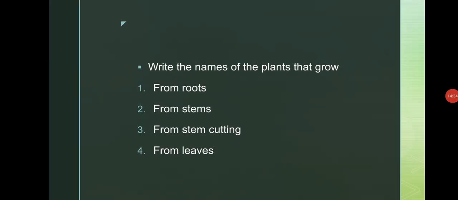From roots, sweet potato, carrot and radish are developed. From stems, potato, onion, garlic, ginger are developed. From stem cutting, rose, hibiscus, money plants are developed. From leaves of the Bryophyllum tree, new plants are developed.